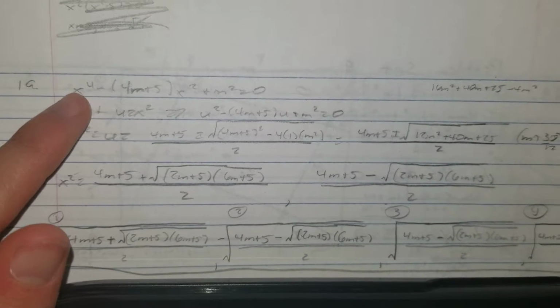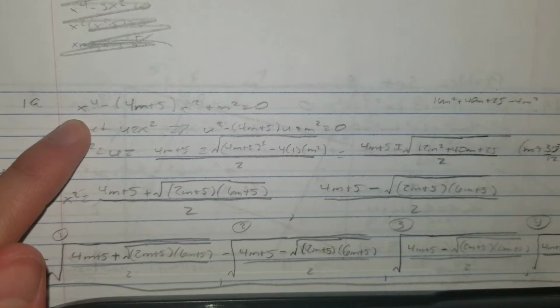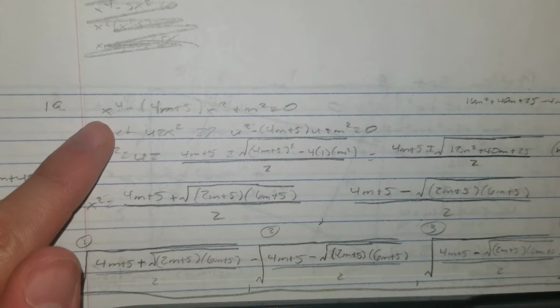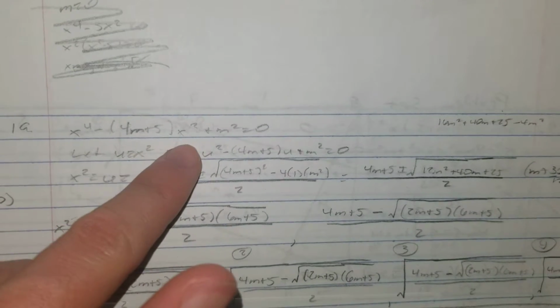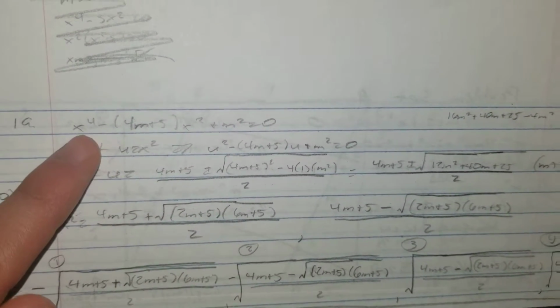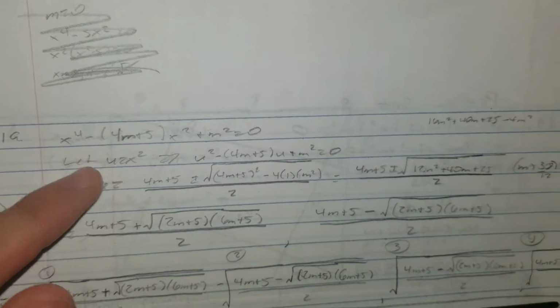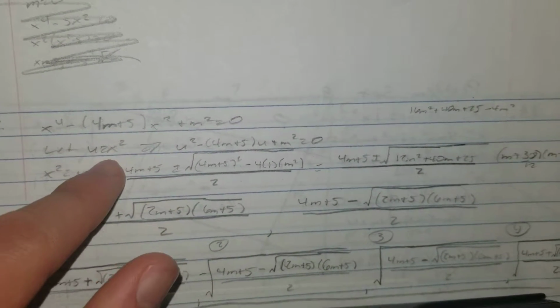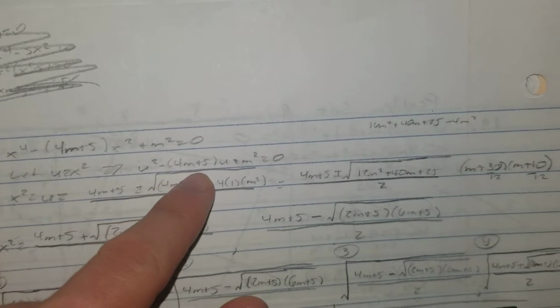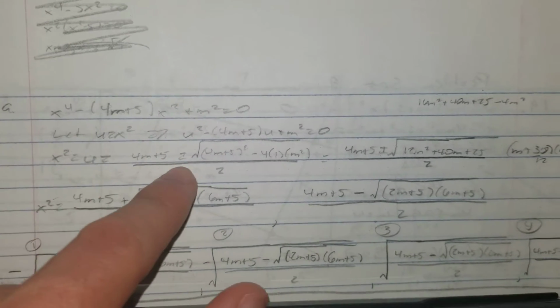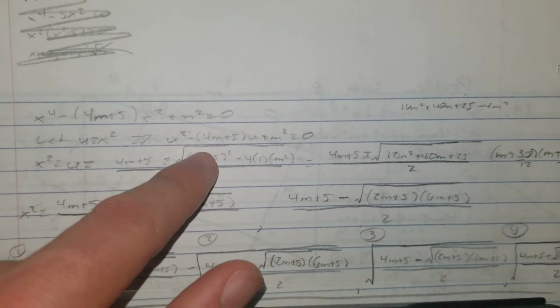Alright, so here's the equation, right? If you want to find the roots of that equation, the roots of x, well, it's not quadratic in this form, but you can make it a quadratic to make it easy to solve by just saying u equals x squared. So we'll say u is x squared, and that makes this a quadratic. So it's u squared minus (4m plus 5) times u plus m squared equals 0. And then, to solve that, we use the quadratic formula.